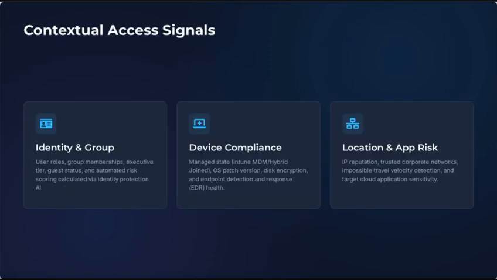So what signals feed into these policies? We group them into three primary layers. First, identity signals: user roles, executive status, or high-risk sign-in alerts generated by AI. Second, device compliance signals, checking if the machine is enrolled in MDM, encrypted with BitLocker, and healthy according to EDR sensors. Third, network and app signals, detecting untrusted locations, impossible travel, or sensitive cloud apps like financial portals.